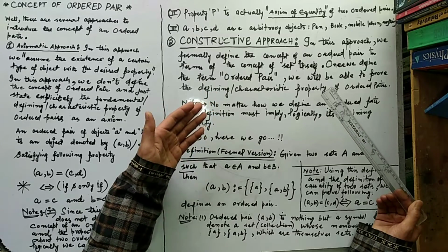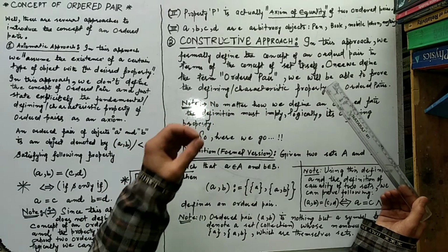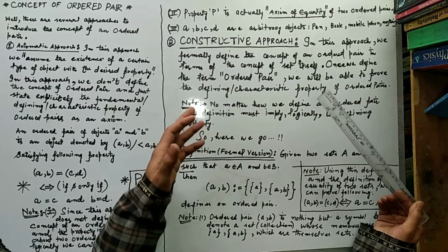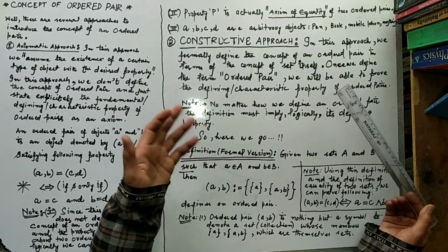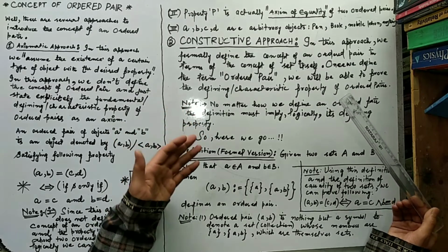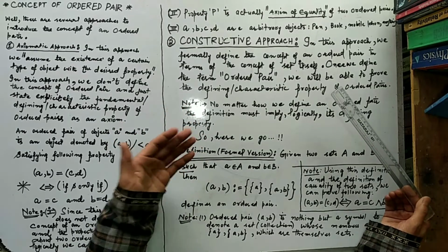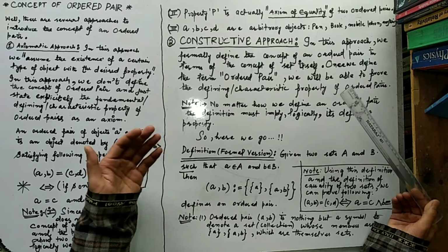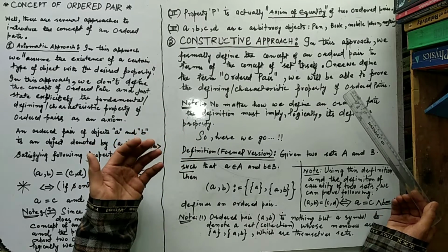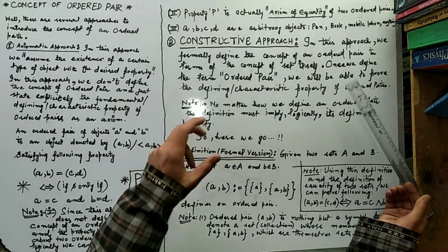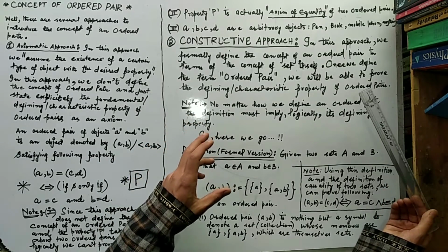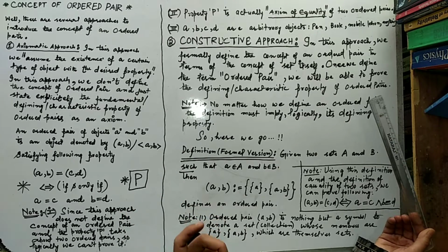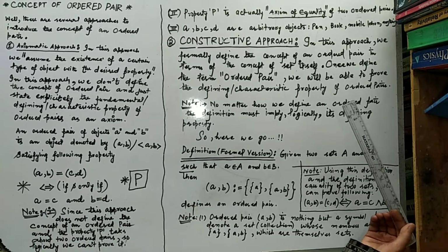As we know, this approach defines the concept of an ordered pair in terms of sets. So we must be able to prove the fundamental property from that definition. If I choose a definition which does not imply the fundamental property of an ordered pair, then that definition would be useless. So once we have the definition of an ordered pair, we will definitely be able to prove logically the characteristic or fundamental property of ordered pairs.